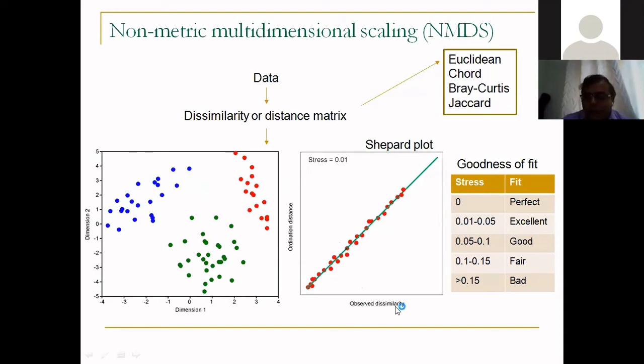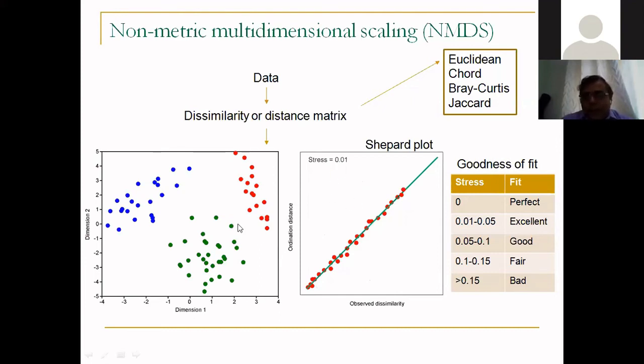So this is the real values of dissimilarity that we fed to the software, and this is the ordination distances, or the distances which are plotted on the first and second dimensions of NMDS. If there is a linear relationship between the two, that means there is a good correlation between the observed distances and the distances that you have plotted, which means that your NMDS is a very good way of looking at your data. If, on the other hand, the relationship was not linear, then you would say that no, you cannot use NMDS to look at my data.